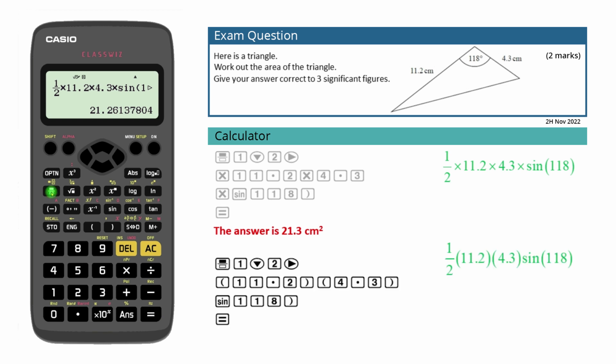Alternatively, if you prefer, you can use brackets. Enter the fraction 1/2. Exit from the fraction and then open the first bracket and enter 11.2 and remember to close the bracket. Then we'll enter the next bracket 4.3. We'll close the bracket and enter sine 118. Again, close the bracket and press equals. We get the same answer, 21.3 centimetres squared.